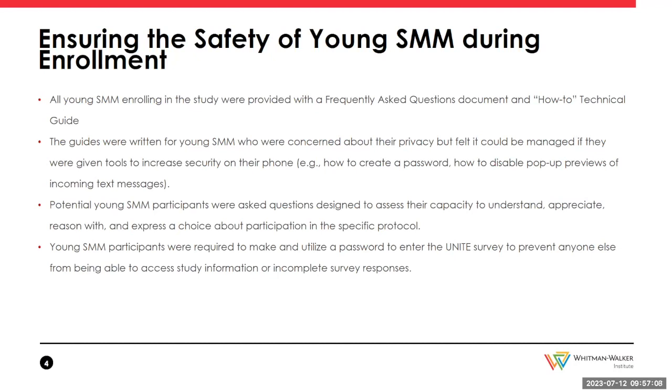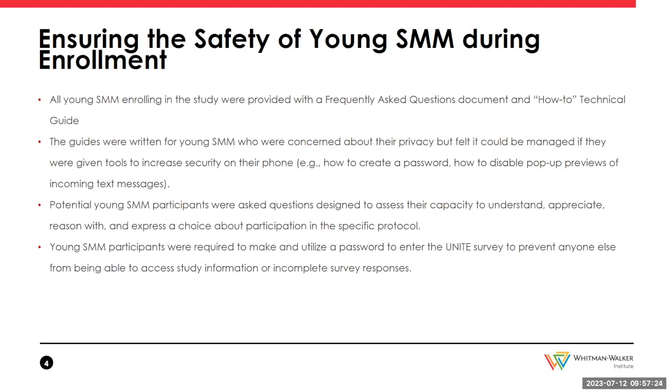Potential participants were asked a series of questions designed to assess their capacity to understand, appreciate, reason with, and express a choice around participation in the specific protocol. And the young sexual minority participants were required to make and utilize a password to enter the Unite survey.